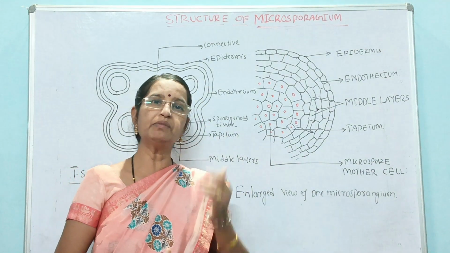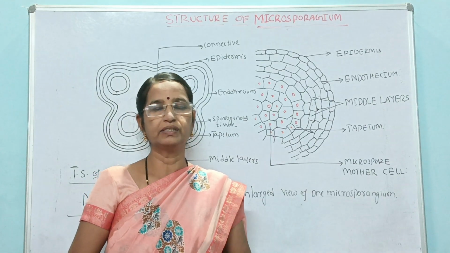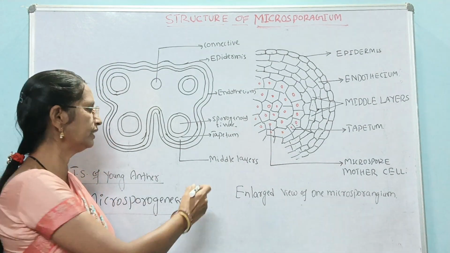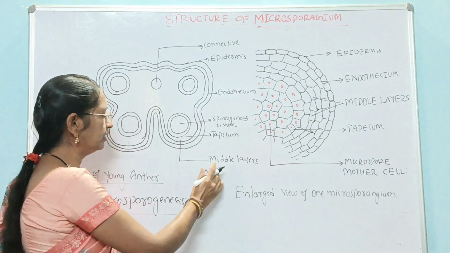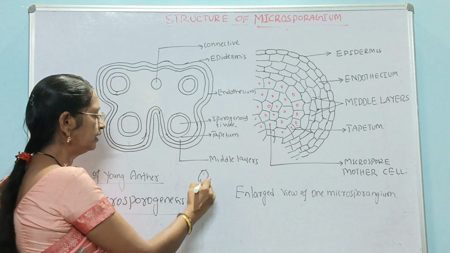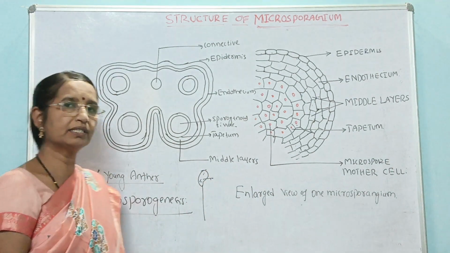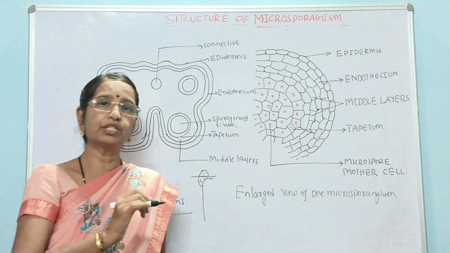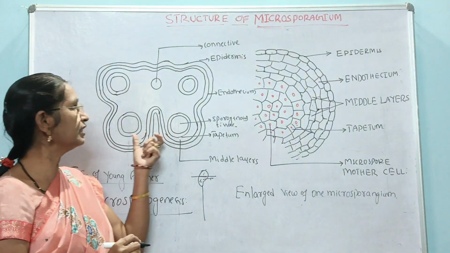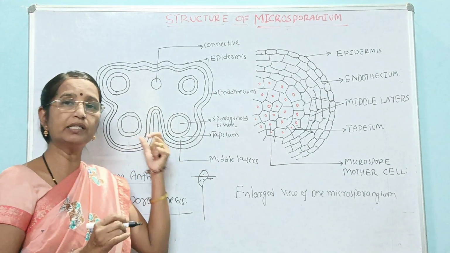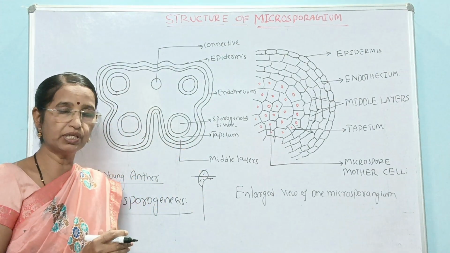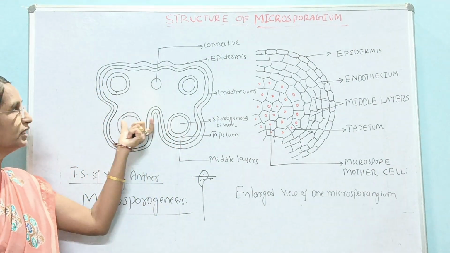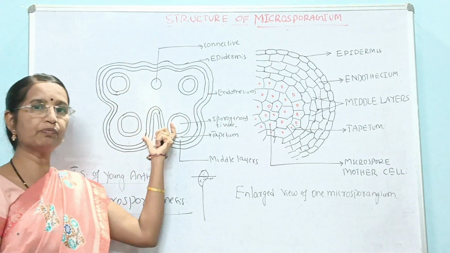The microsporangium is otherwise also called the anther. When we take the transverse section of a stamen or anther, the anther is the terminal part of the stamen, and this is the anther. The transverse section of the anther reveals the following features. A typical microsporangium, when seen under the microscope, reveals this structure. So this is the outline of the microsporangium.